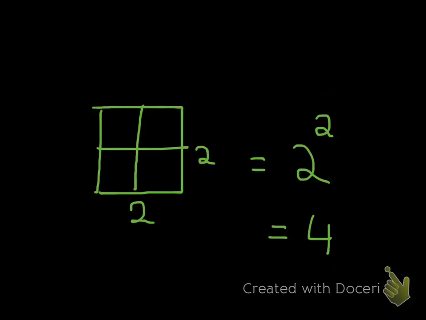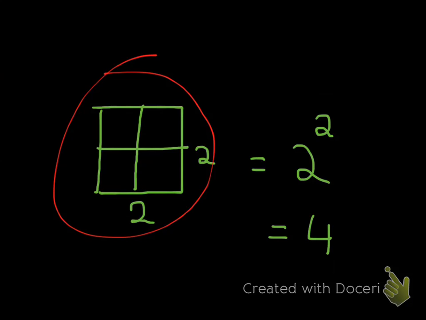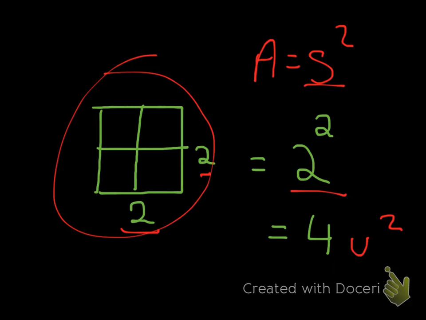So let's take a look at this square right here. We have a 2 units by 2 units square. To get the area, we would do 2 squared, because the area formula is A equals S squared, S referring to one of the sides. And we get 4 units squared. We can even look at that as 4 squares, because 1, 2, 3, and 4.